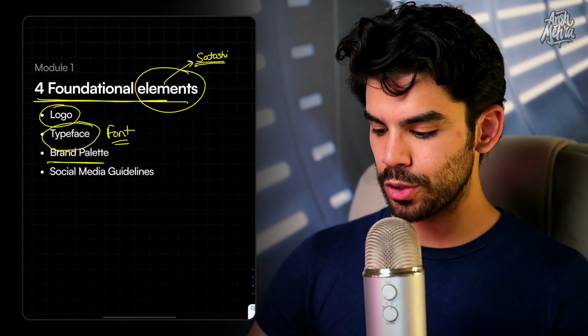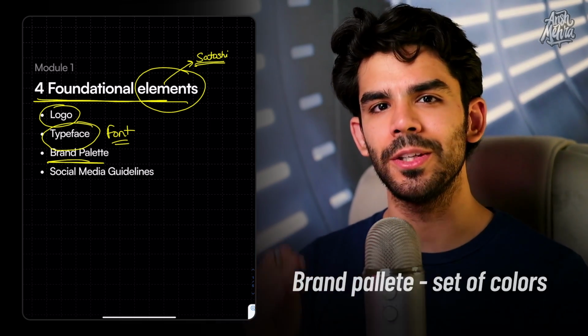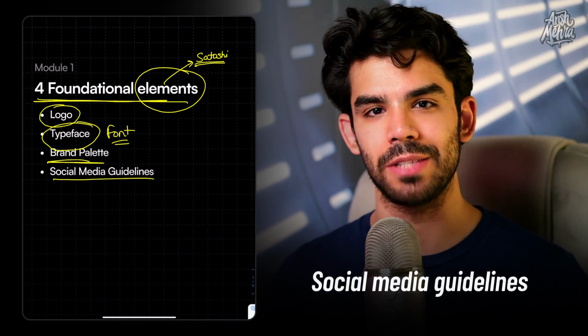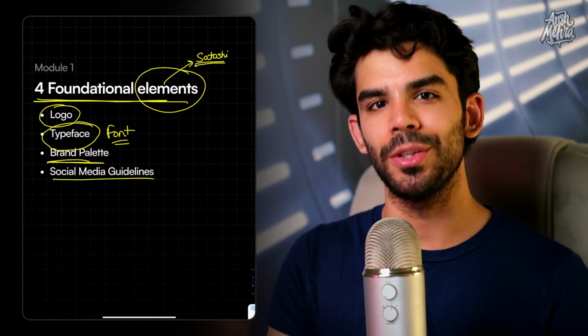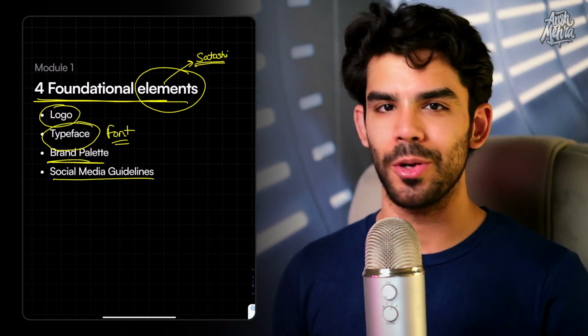Your third thing is going to be the brand palette, which are basically a set of colors that you will regularly use in your brand identity. And then important social media guidelines. When you post something on Instagram, LinkedIn, YouTube, there are certain rules that you need to follow to sort of adapt well to their UI.